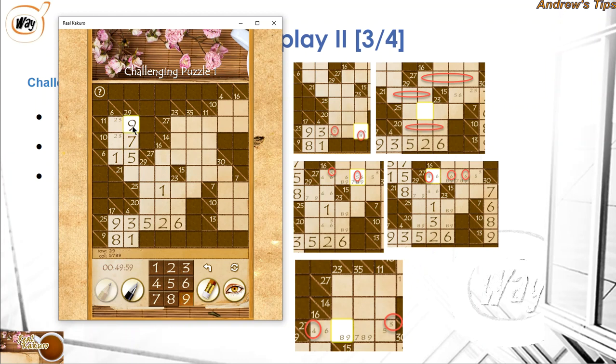7, 9. So 2 and 3 are easier to get. The solution is 8. We get it. It's 8. Okay, just continue our solution.